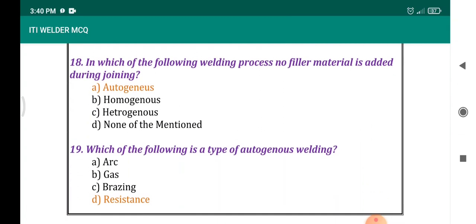In which of the following welding processes is no filler material added? So, autogenous, homogeneous, heterogeneous, none of the above. The option is autogenous. The welding process in which no filler material is added is known as the autogenous welding process.